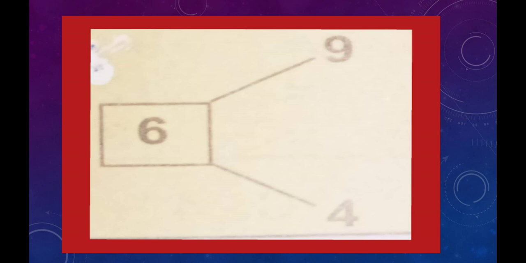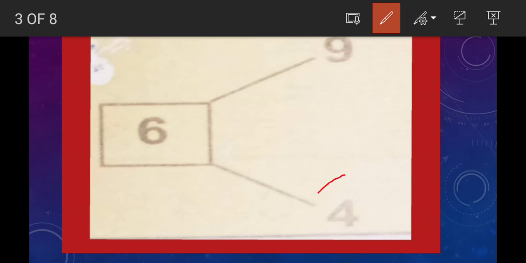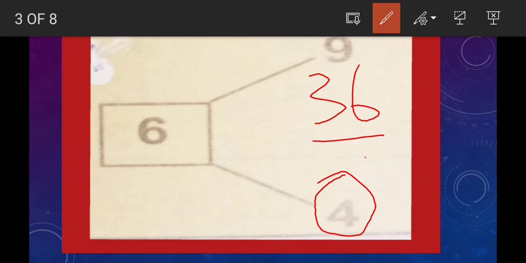Now, assuming 4 was not given to us, what do we simply do? We have to divide 36 by 9. And 36 divided by 9 is equal to 4.